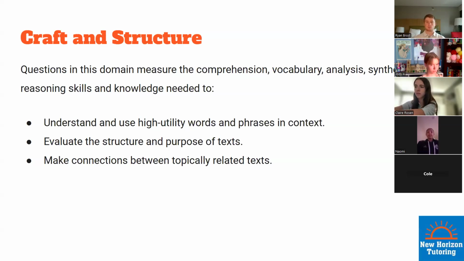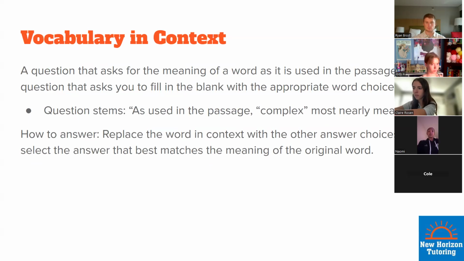And then the purpose of the text is similar to the main idea, but instead of main idea, it's like, why is the author writing this? And then the next part, make connections between topically related texts. Sometimes there's dual passages where we have to compare what two authors are thinking, or looking at a graph in a text as well.